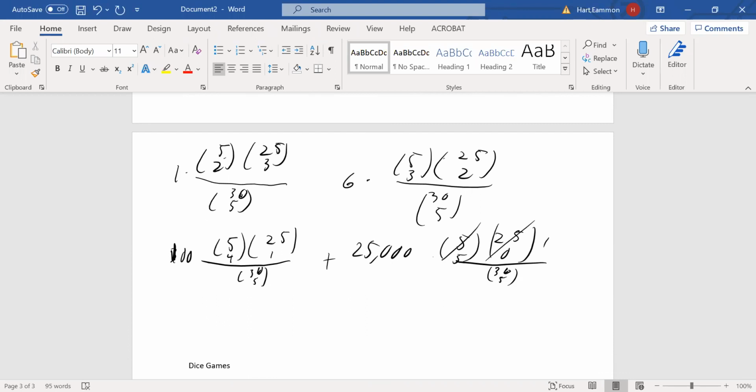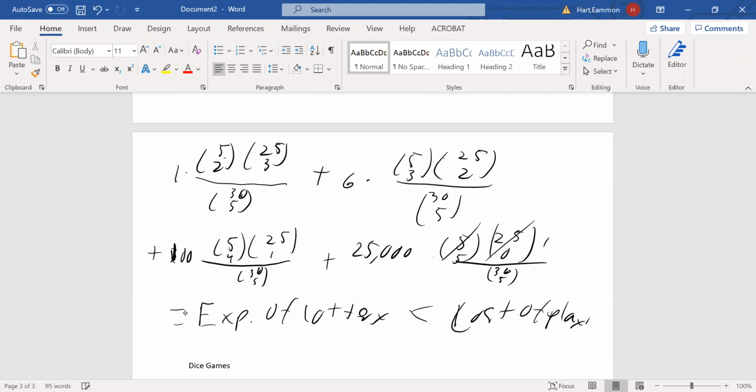So if you wanted to find the expected value of playing this, how much money you should expect to win, this is the expected value of the lottery, which is always going to be less than how much it costs. So just your necessary reminder that playing the lottery is not a financially sound decision.